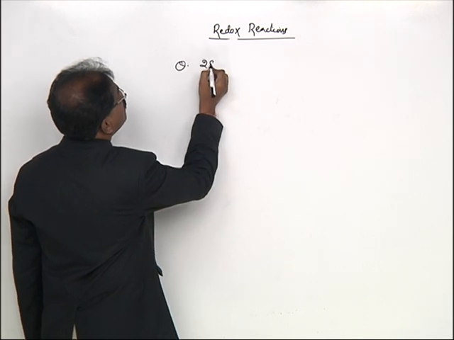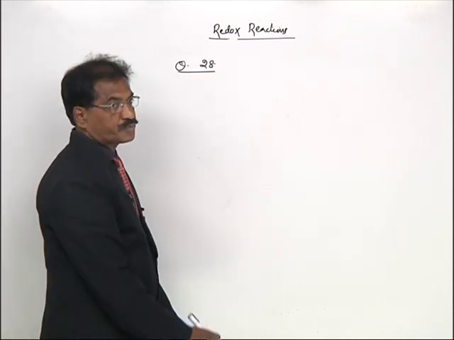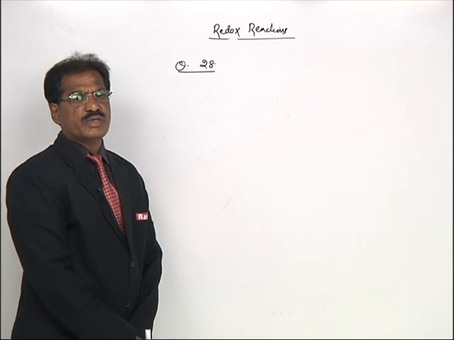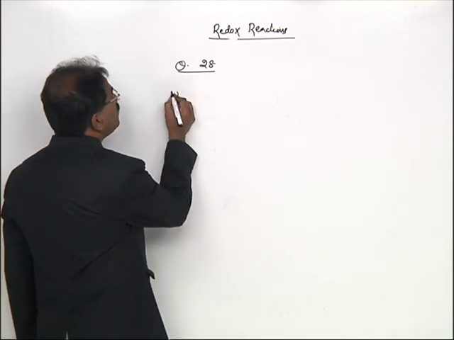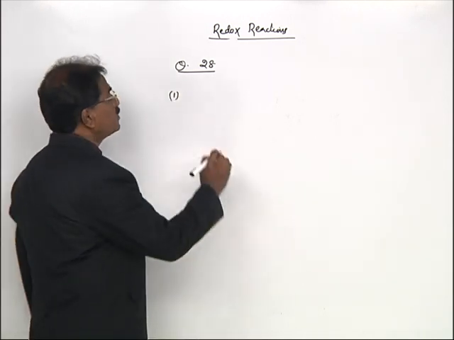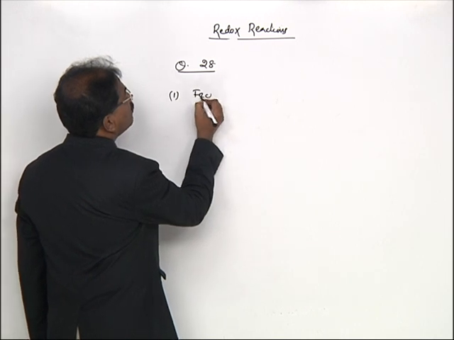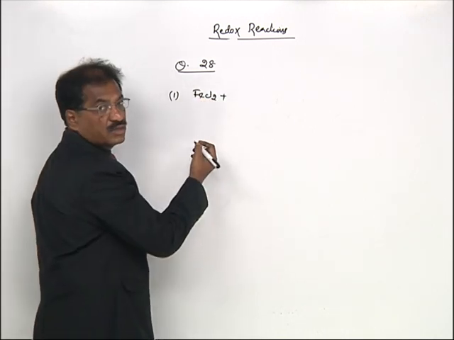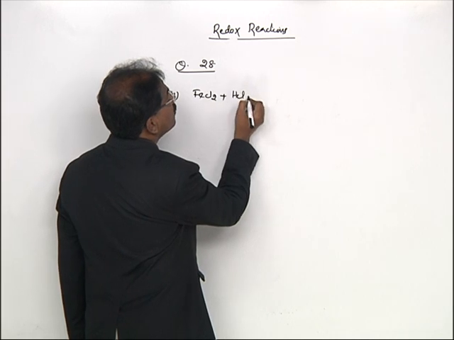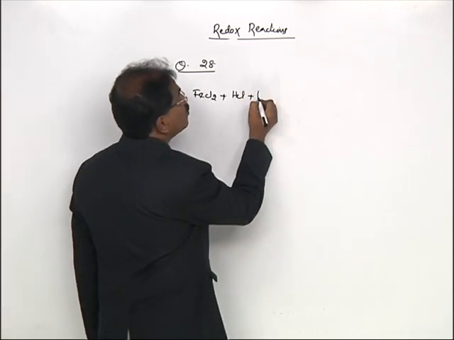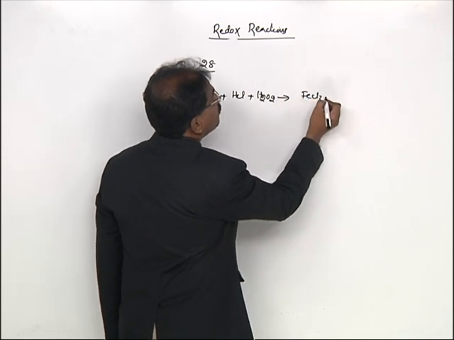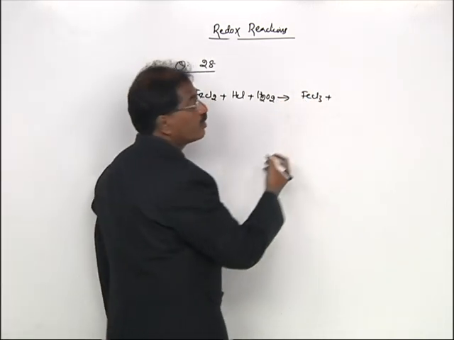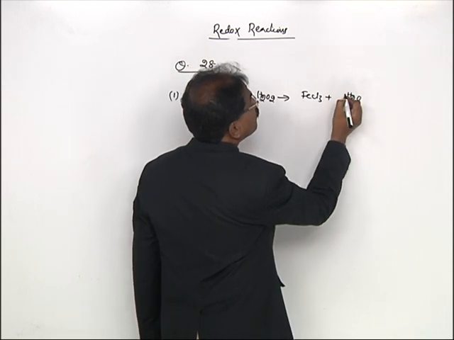Next, question number 28. In which of the following reactions is H2O2 acting as the reducing agent? So, first observe each reaction. In the first reaction, they have shown that FeCl2 is reacting with HCl and H2O2. Here FeCl3 is being formed plus H2O.